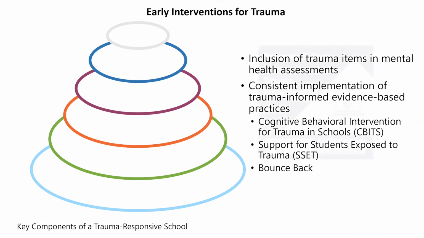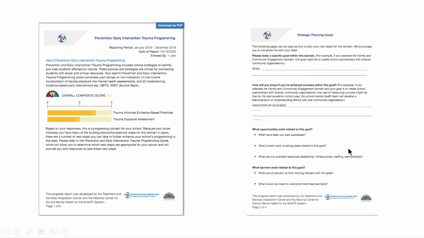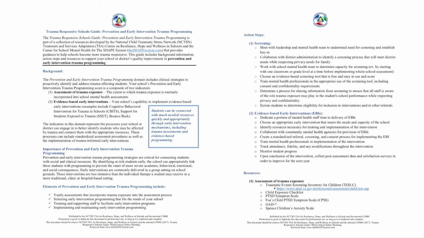So if you want to look at yours and where you're at, you can again take the survey, view the report, and then you will see here the scores, and then again, the strategic planning guide. And we're skipping the resources slide because by now you're familiar with how to get there and choose the section. And here you have the different resources and suggestions.